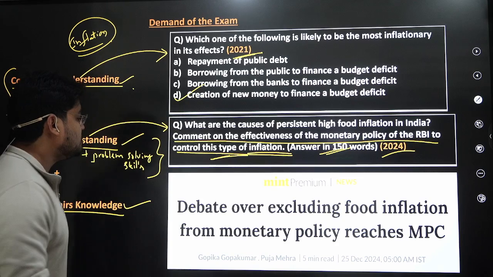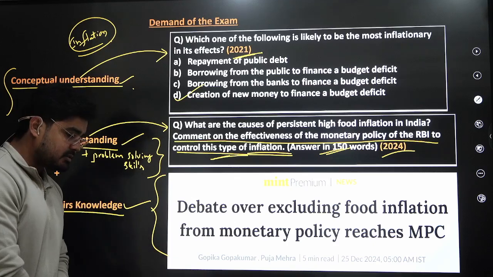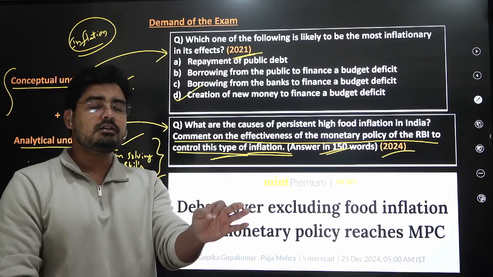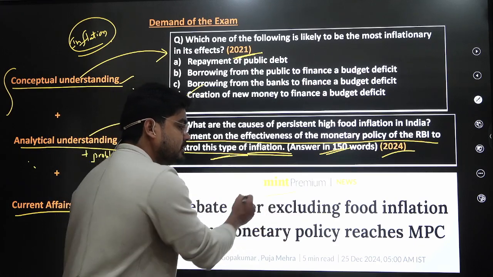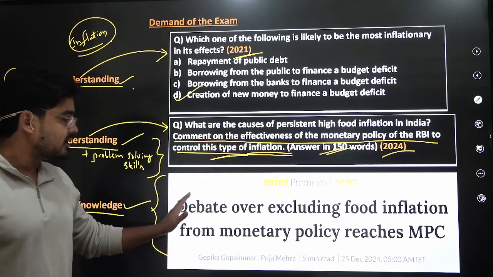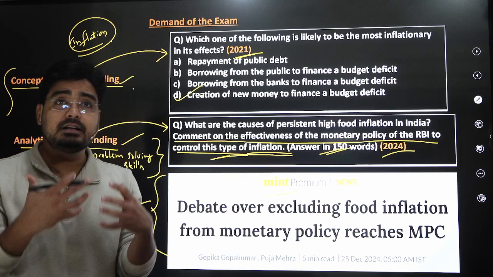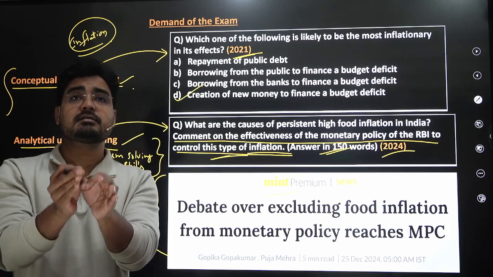However, let me tell you how to deal with the current affairs articles in the newspaper. For example, if you come across an article in the newspaper, let's say this article was taken from the Mint newspaper, and it is with respect to inflation. In this article, it is talking about the rising debate over excluding food inflation from the monetary policy targets of the Reserve Bank of India.